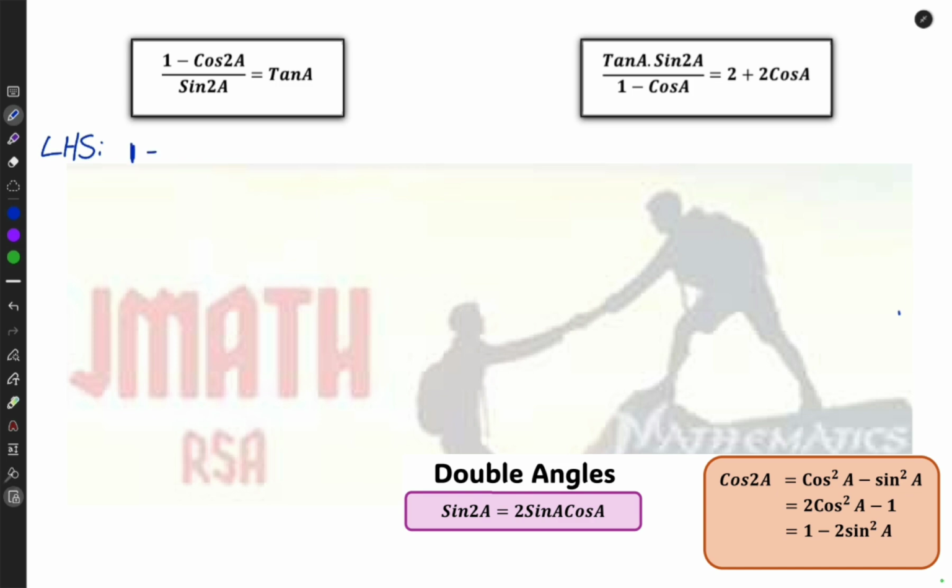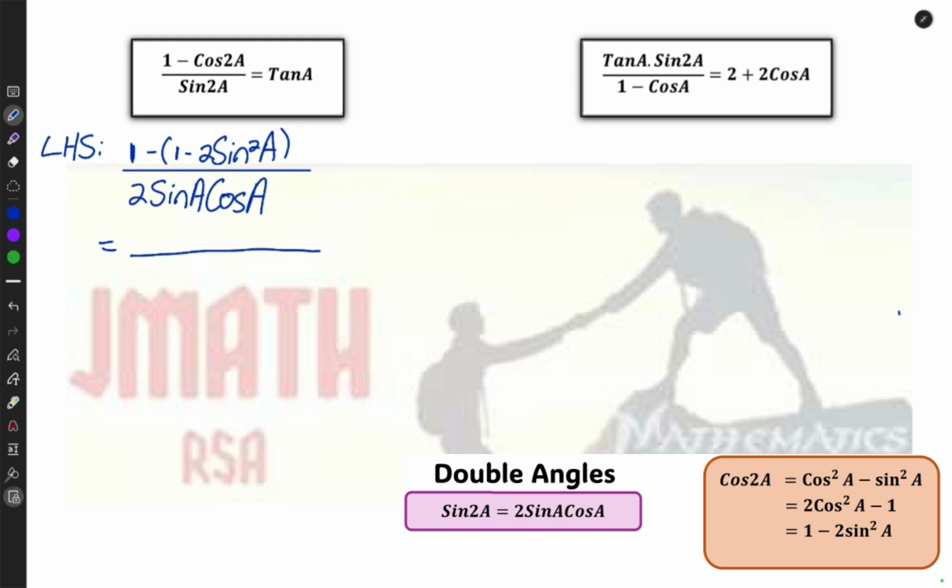Now, which double angle for cos will help me get a sine on top? I don't want cos on top, so only one option does not have cos. That would be bracket 1 minus 2 sine squared a. The bottom, I'm definitely going to change because the right-hand side does not have a double angle. So that's 2 sine a cos a. Okay, so up top, I'm going to multiply the minus in, and that gives me 1 minus 1. So it's just going to go away. And then that leaves me with 2 sine squared a. At the bottom, 2 sine a cos a.